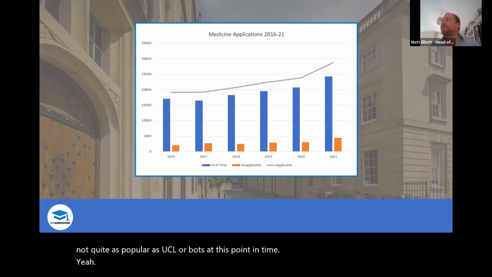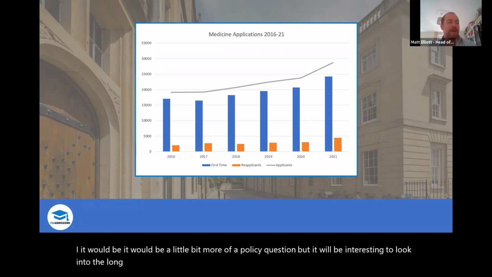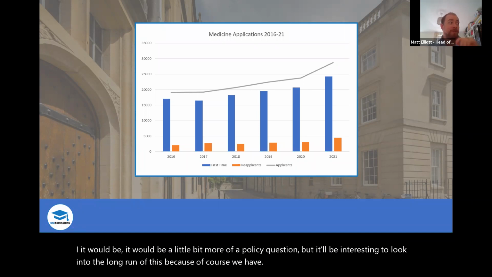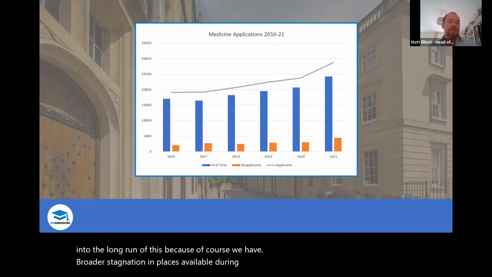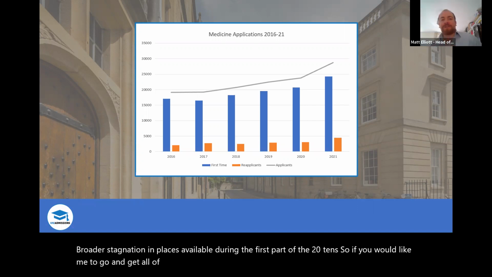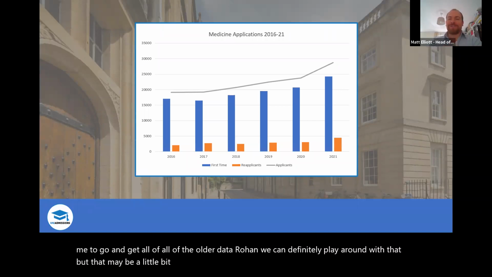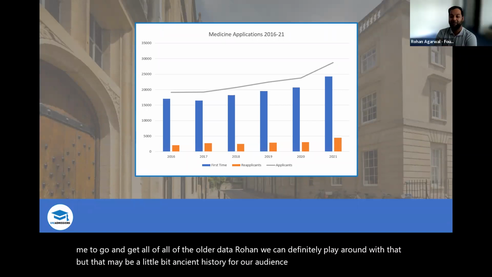Yeah, it would be a little bit more of a policy question, but it will be interesting to look into the long run of this, because of course we have broader stagnation in places available during the first part of the 2010s. So if you'd like me to go and get all of the older data, Abraham, we can definitely play around with that, but that may be a little bit ancient history for our audience today. I feel like you want me to say yes just because you want to do it.